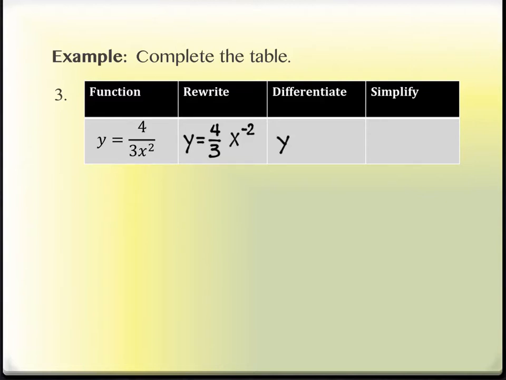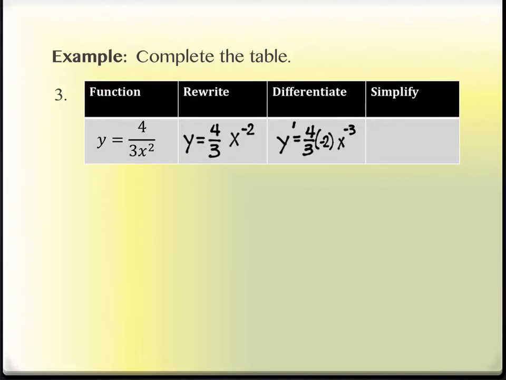So we have our constant multiplier rule. That's the 4/3. And then what am I going to do with x to the negative 2? Okay, I'm going to multiply by the negative 2. And what will my new exponent be? Negative 3. Okay? So it kind of looks like the exponent got bigger, but that's because we're dealing with negatives, right? Negative 2 minus 1 would be negative 3.